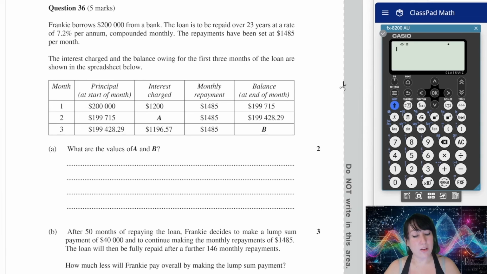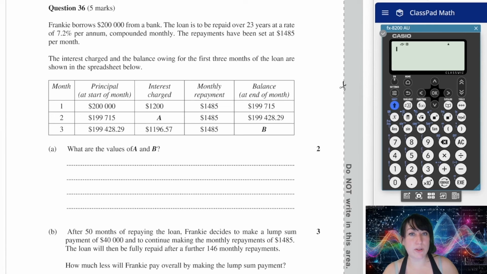Question 36. Frankie borrows $200,000 from the bank. The loan is to be repaid over 23 years at a rate of 7.2% per annum, compounded monthly. The repayments have been set at $1,485 per month. The interest charged and the balance owing for the first 3 months of the loan are shown in the spreadsheet below. What are the values of A and B?